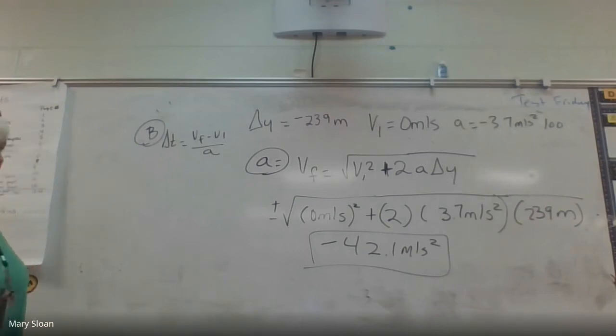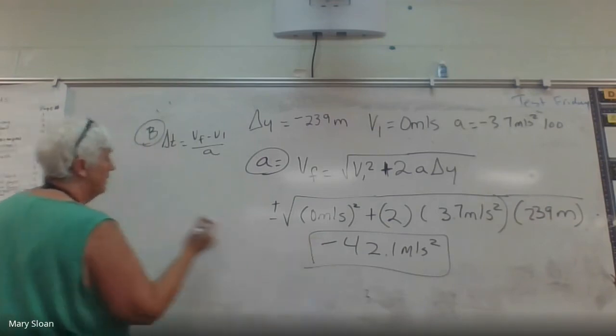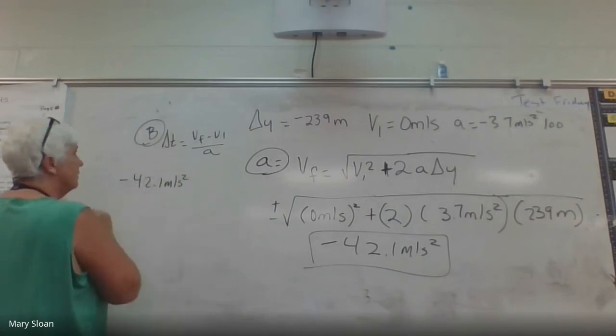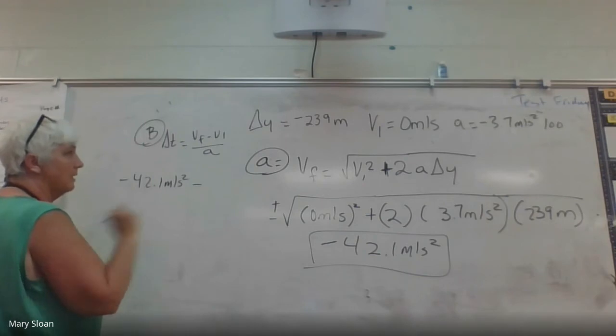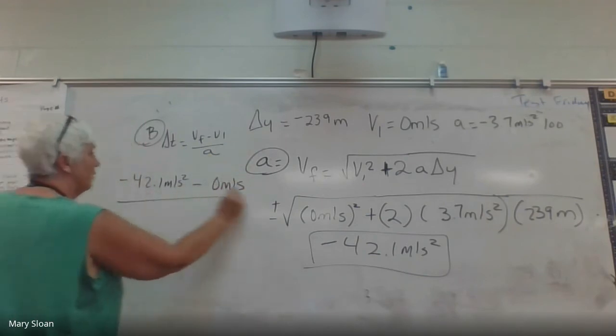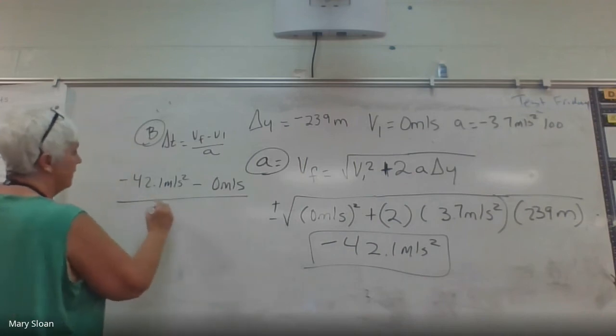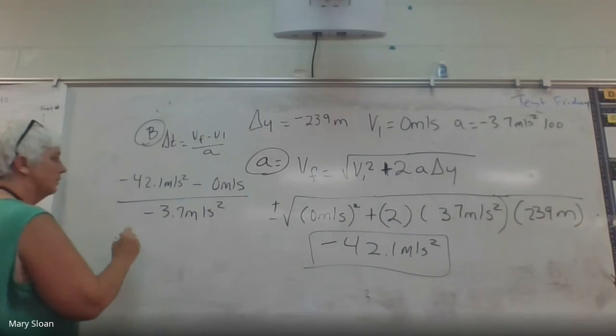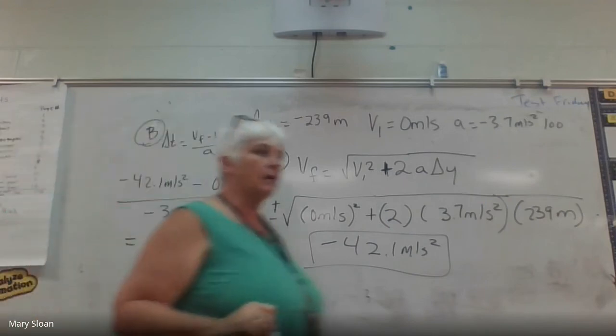So my velocity final is my answer, correct? So I have a negative 42.1 meters per second squared, subtracting my velocity initial, which is 0 meters per second, divided by my acceleration. They gave me acceleration negative 3.7 meters per second squared. And put that in your calculator.